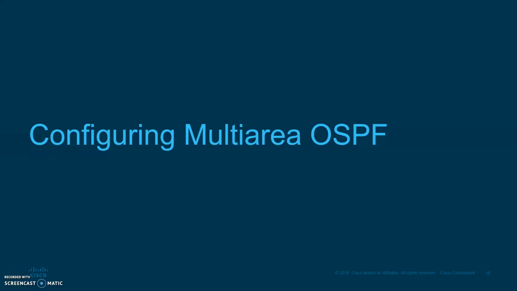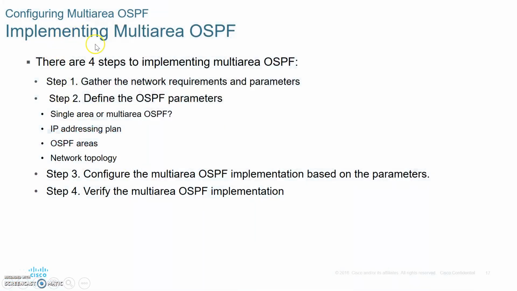Okay, now let's look at how we configure multi-area OSPF. There are basically 4 steps to implement your multi-area OSPF. First, you look at your network requirements. Then you define your OSPF parameters, whether you need to run single area or your network is too big and you need to run multi-area.